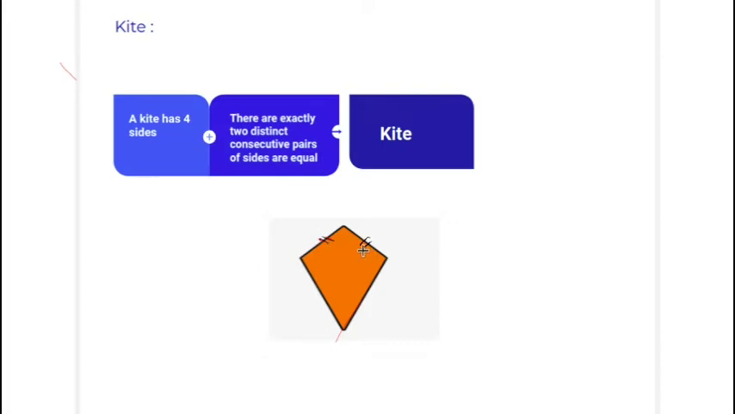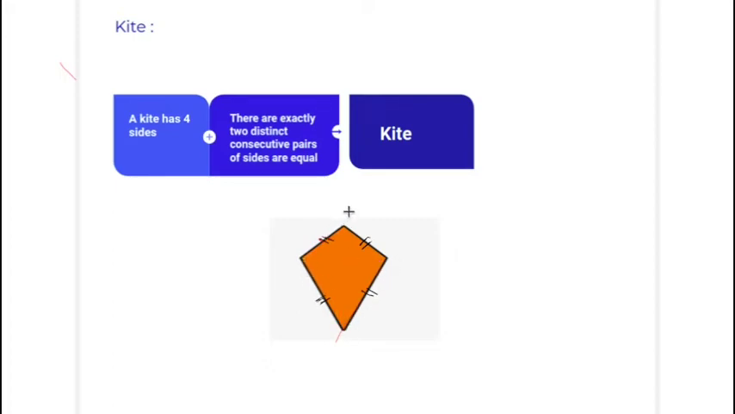Here we are not talking about parallel sides, here we are talking about equal sides. Here distinct consecutive pairs are equal. These two are equal. Similarly, if you check this side and this side, these two sides are equal. See, these two sides are also consecutive.